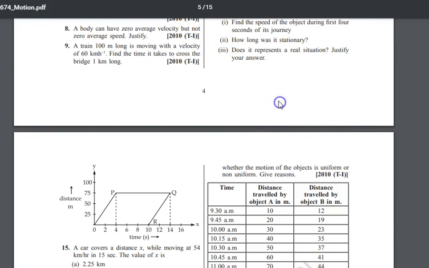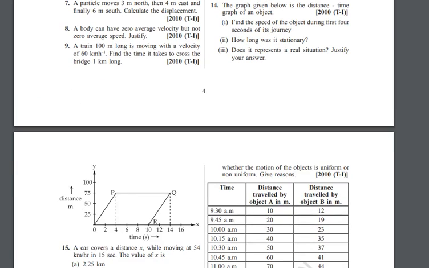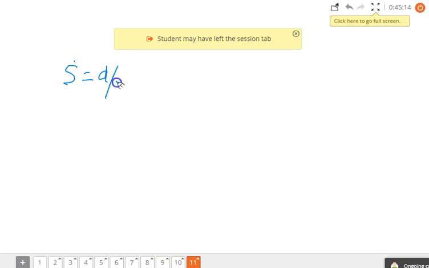The graph given below is the distance-time graph of an object. Find the speed of the object during the first 4 seconds of the journey. First 4 seconds means 0 to 4, which means O to P. Speed we want. Speed is equal to distance by time, as we know.